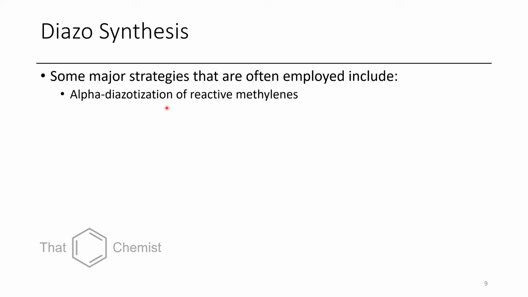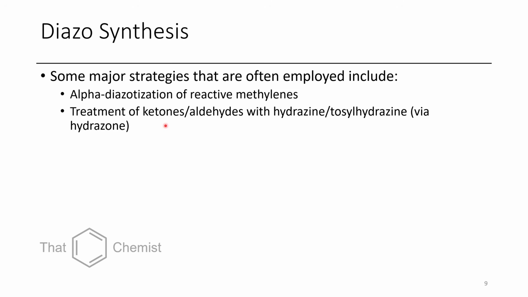So the alpha diazotization of reactive methylene. This would be like the alpha diazotization of ketones or esters. The treatment of ketones or aldehydes with hydrazine so that you synthesize a hydrazone. It's also possible to use Tosyl hydrazine, which is the main thing you see in the literature. Additionally, it's possible to take the amino group of an amino acid and diazotize it.